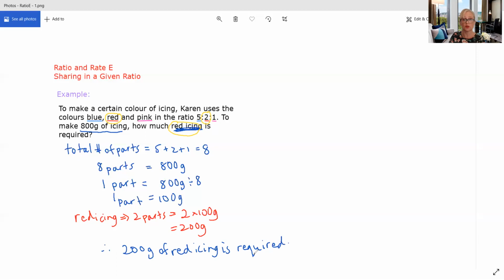Just a little note on the practical side, if you're into cake decorating, normally what you do is you actually make up a big batch of white icing and you just add drops of those colours in that ratio. So maybe 5 drops of blue to 2 drops of red to 1 drop of pink. But anyway, I thought it was a good example.